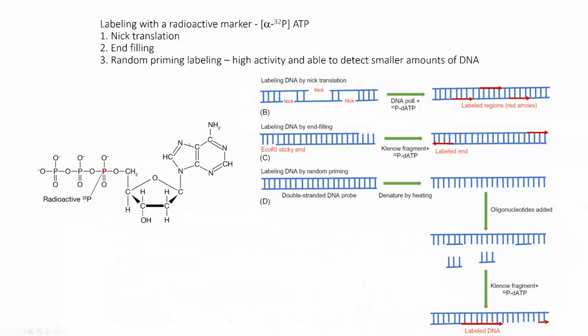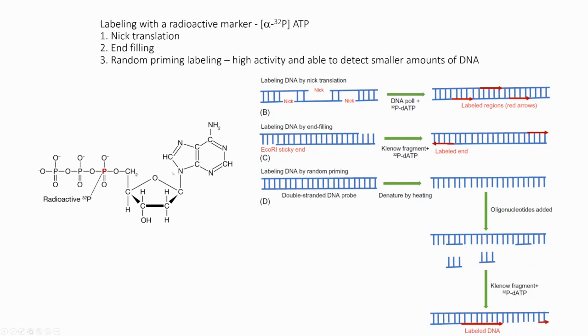And then to label the probe, you can label it with an isotope. There are three different ways you can label the DNA probe. Number one is called nick translation. Normally DNA has a nick, so you have a single-strand DNA region. Then you have DNA polymerase 1, in the presence of P32 dATP.